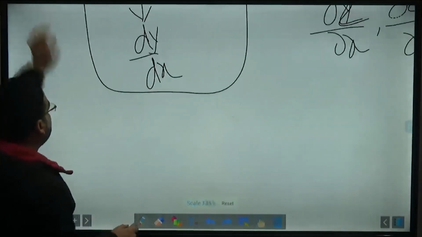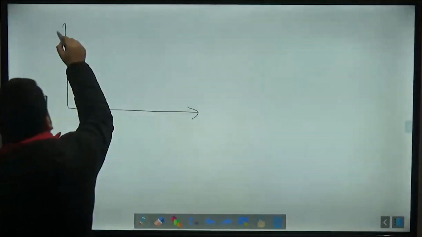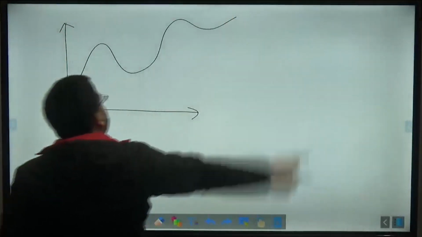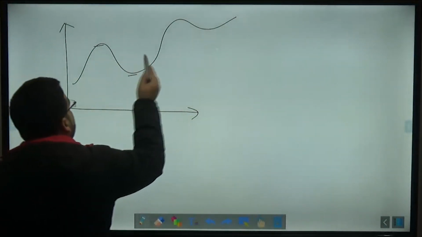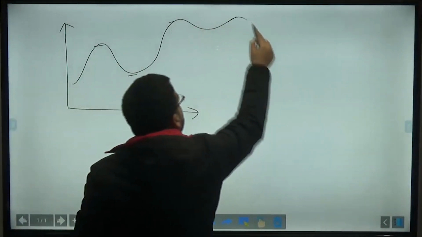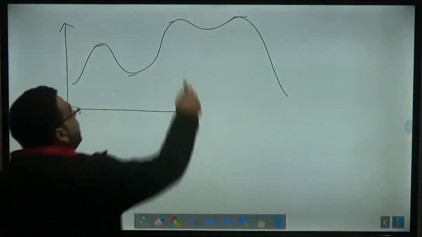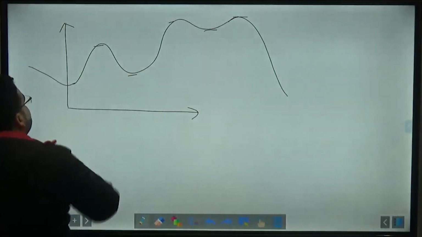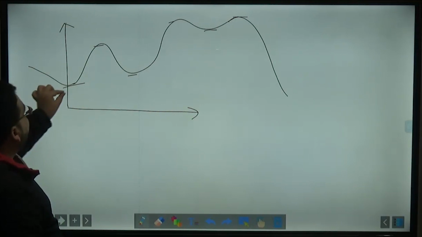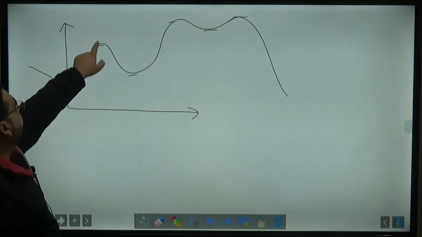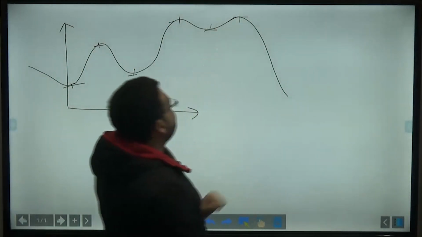Now what is the concept of maxima and minima? Let us say that you have a curve somewhat like this. Now at this point the slope is 0, at this point the slope is 0, and the curve is going somewhat like this. At this point the slope is 0, at this point also the slope is 0. So we say that this particular point can have maxima or minima, either at this point or at these other points.